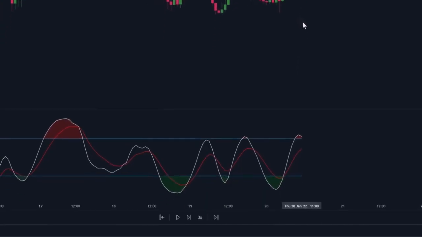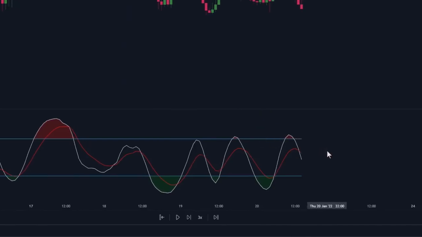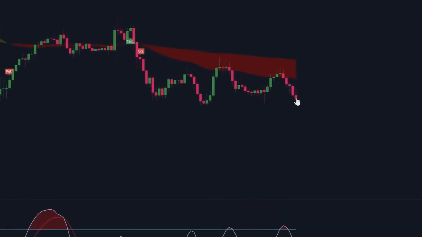Next, after the pullback, we want the stochastic oscillator to cross below this red EMA, and that crossover should happen below this upper band. If the crossover happens above the band, that setup becomes invalid. Last but not least, we want the crossover candle to be a bearish or a red candle like this one right here. If it happens to be a bullish or a green candle, we will have to skip that setup.